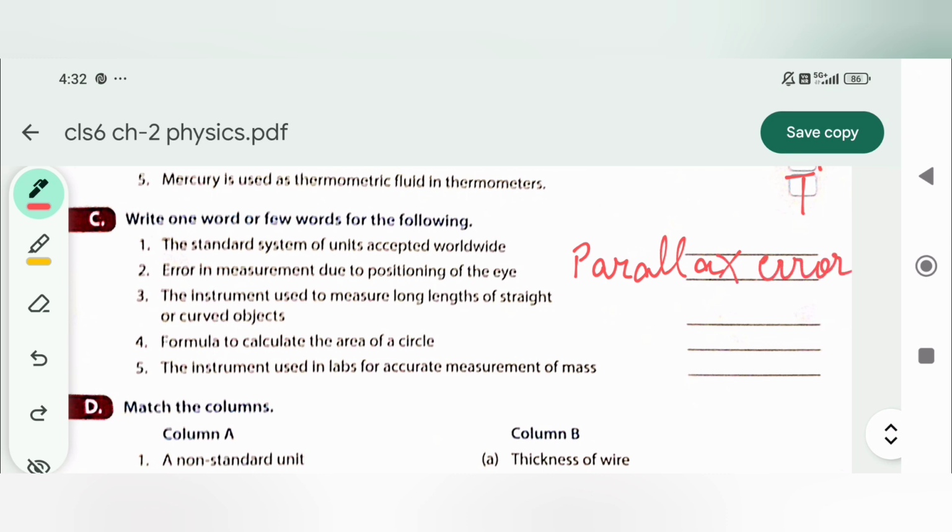Third bit, the instrument used to measure long length of straight or curved objects. Measuring tape. Formula to calculate the area of a circle. Pi r square. The instrument used in labs for accurate measurement of mass. Electronic balance or digital balance.